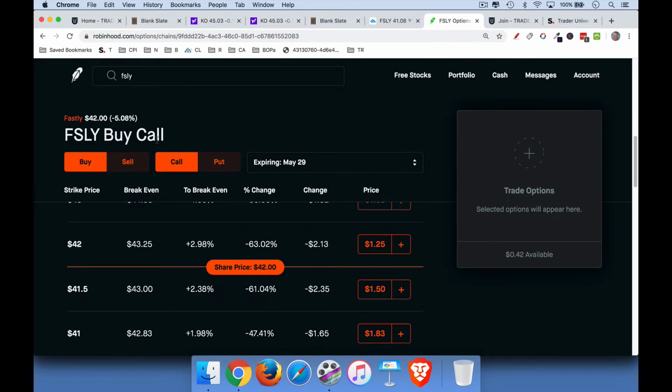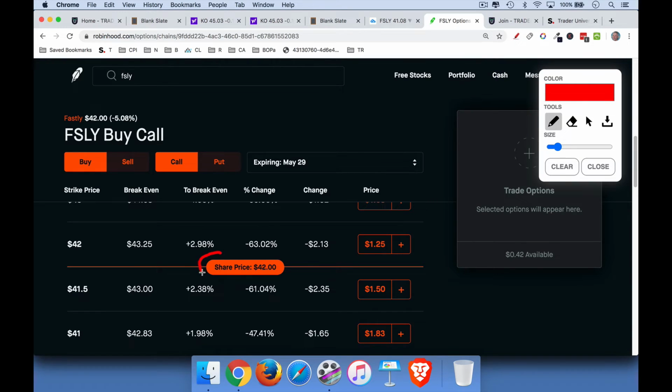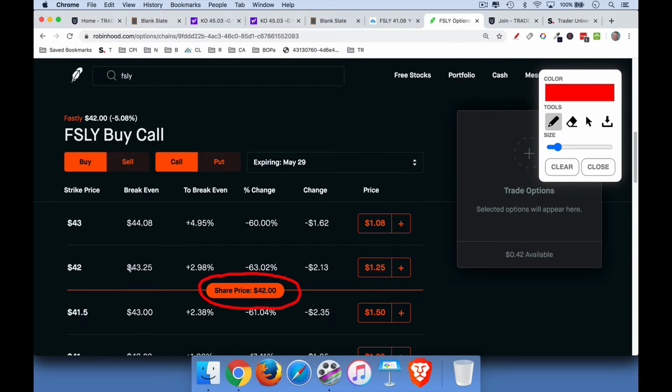And we can see that this is FSLY. They put the stock price right in the middle here. So you can see that it closed at 42 on Friday. And then, as we said, there's the drop-down list here of expirations. And then on the left side, we have the strike prices. So the stock is currently at 42, or it closed at 42.